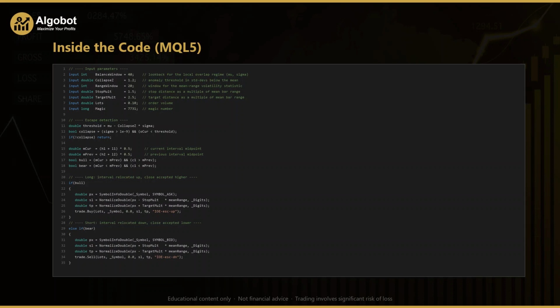Stop multiple and target multiple at 1.5 and 2.5 set those distances, while lots and magic define the order size and identifier. Below that is the escape detection. The code computes a threshold equal to mu minus CollapseZ times sigma, and the collapse flag becomes true only when dispersion is meaningful and the current overlap sits below that threshold. If there's no collapse, the function simply returns. Then direction is decided from the two interval midpoints.